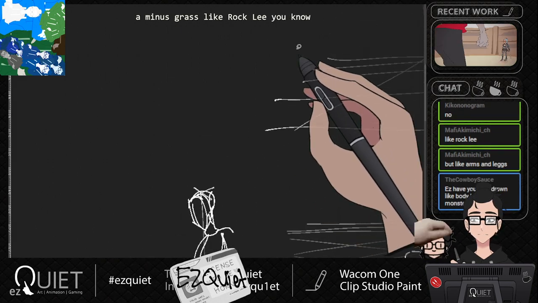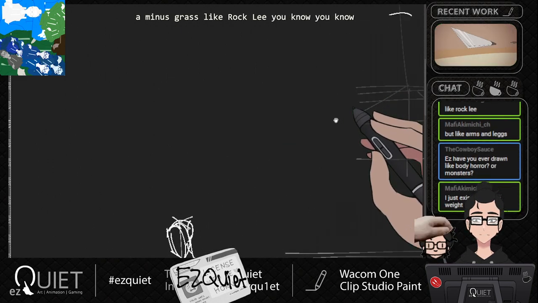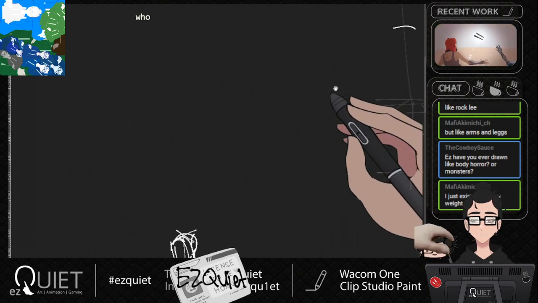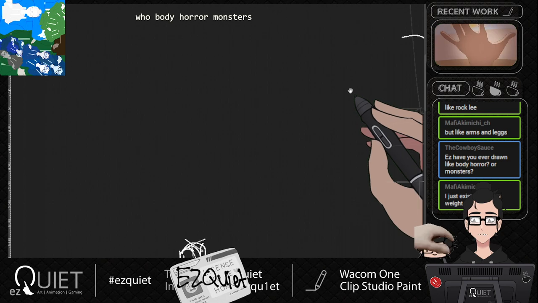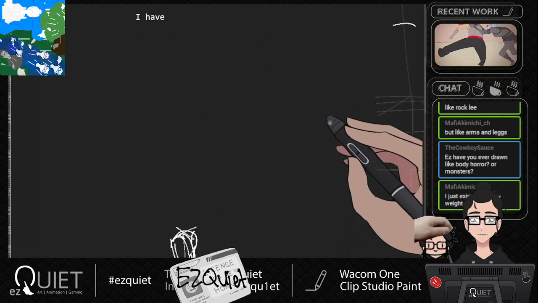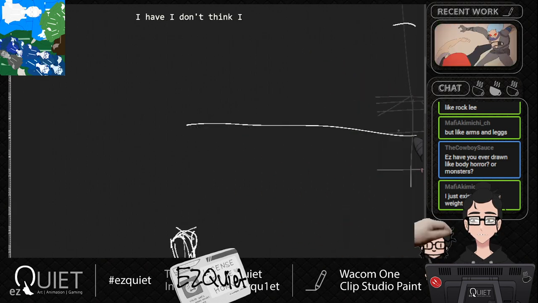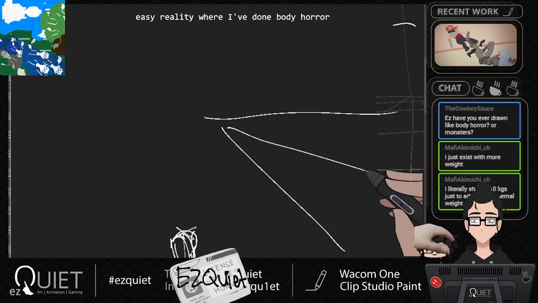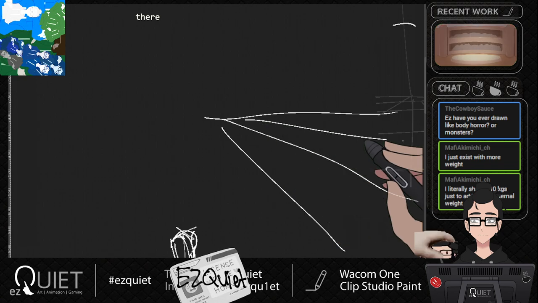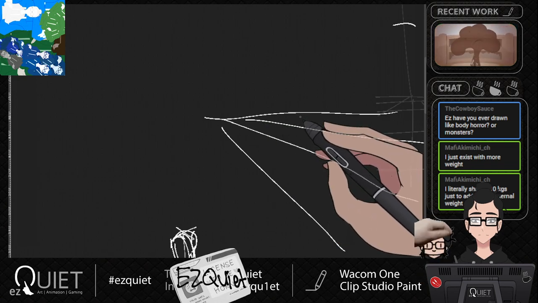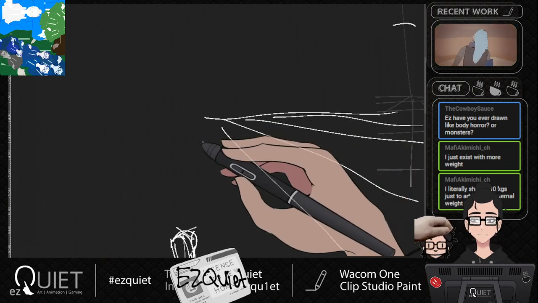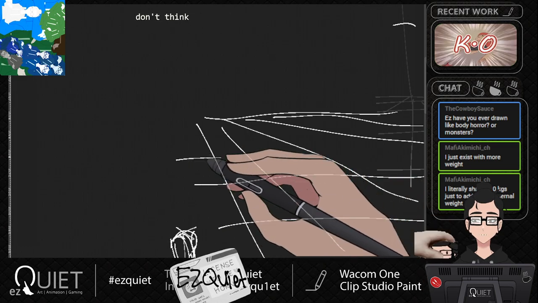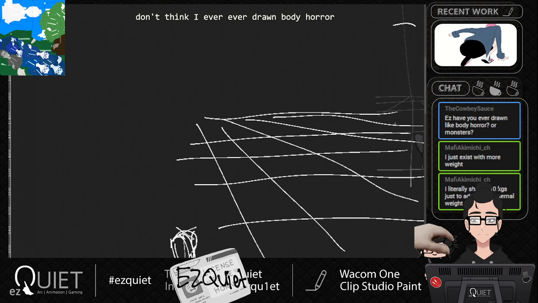You know, EZ, have you ever drawn body horror or monsters? Have I? I don't think I have. I don't think there has ever been an EZ reality where I've done body horror. I literally shaved 10 kgs just to add 10 kgs external weight. I love that. Yeah, I don't think I've ever drawn body horror or monsters.